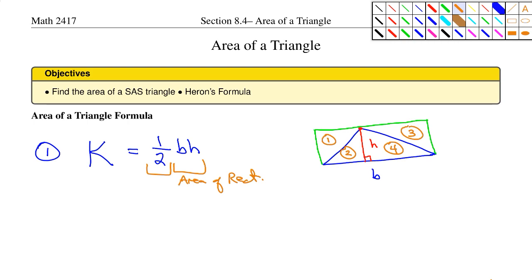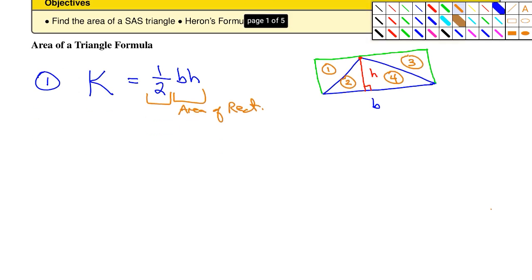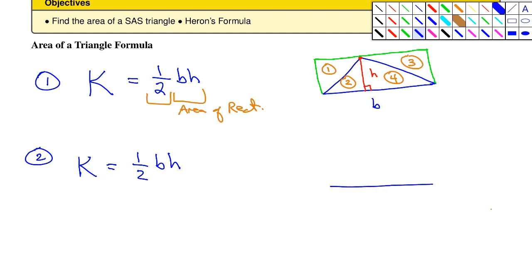It's really good. Now from this we can develop another formula that's more useful in trigonometry. Let's start with K is equal to 1/2 base times height. Let me draw a triangle here, and let's have the height right here. So the height is there. Now if I have side B here and angle C, then this must be side A.